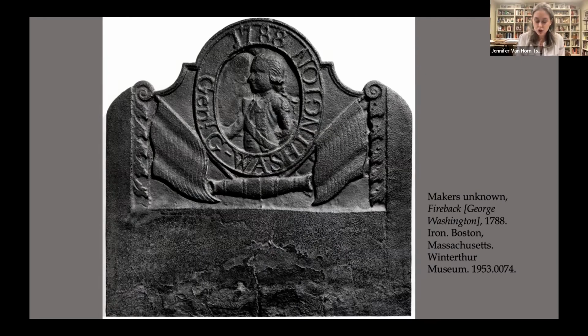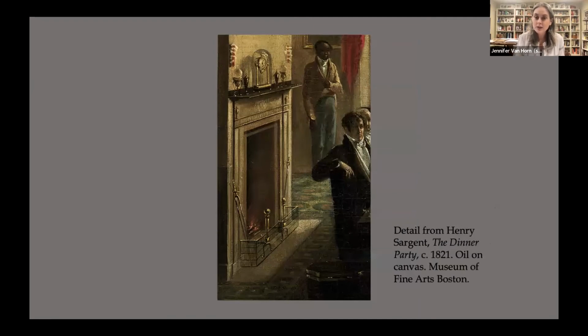Through its tapered shape, which decreased in thickness toward the top, firebacks also helped to channel smoke up a chimney. So the fireback was part of a constellation of objects required for fire maintenance and the chimney's effective functioning. And you can see these artifacts delineated in Boston artist Henry Sargent's rendering of a dinner party.